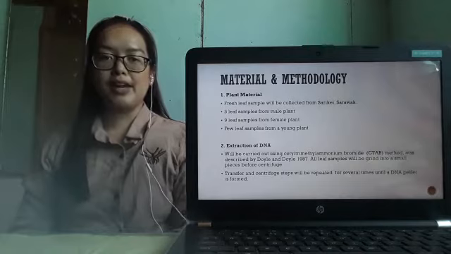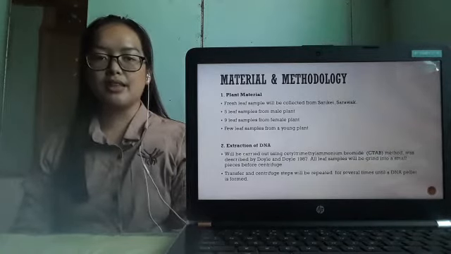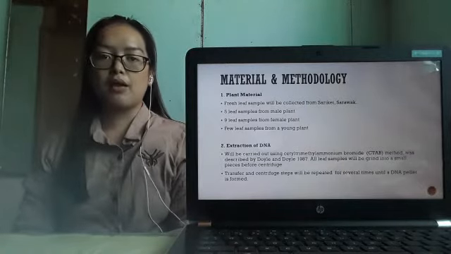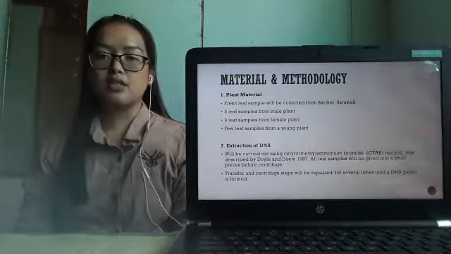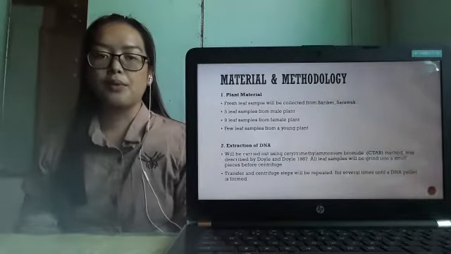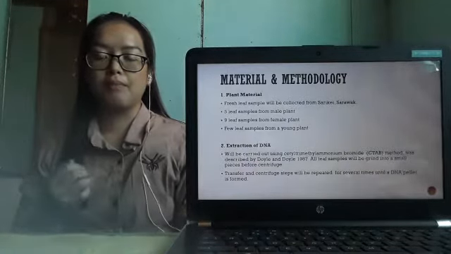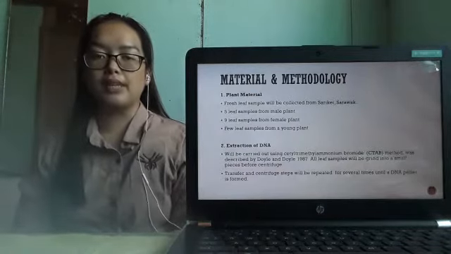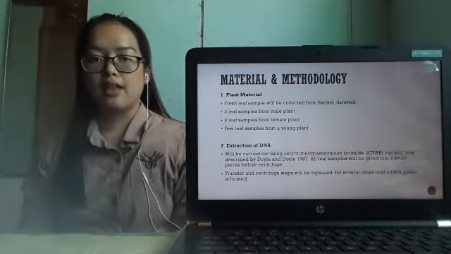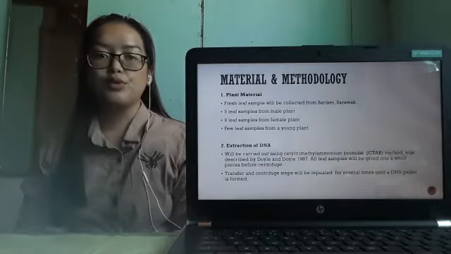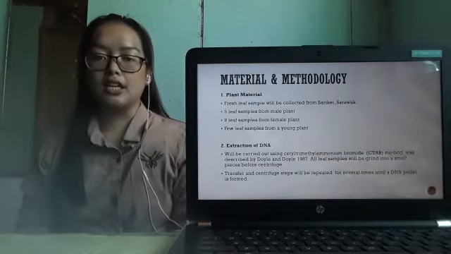Good morning everyone, I'm Jephen. I will be presenting the materials and methodology part, and in this experiment a few steps will be carried out. The first step is plant material collection, or sampling. We will be collecting samples from Sarikei, Sarawak: 5 leaf samples from male plants, 9 leaf samples from female plants, and a few samples from young leaves.